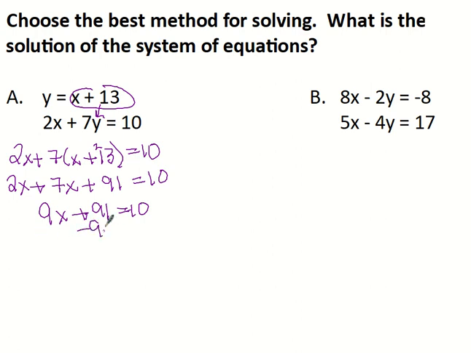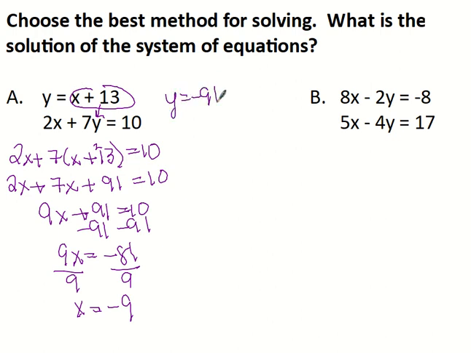We subtract 91. We get 9x equals, what's that, negative 81? Am I good, Geo? Yes. Yeah, divide by 9, and we say that x equals negative 9. So now I'm going to take that and plug it in here. I get y equals negative 9 plus 13, and that means y equals 4. And so we get negative 9, 4. There it is.